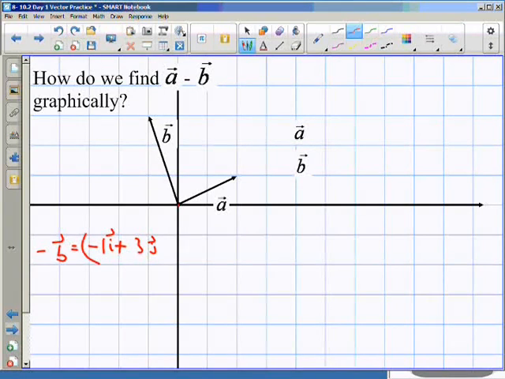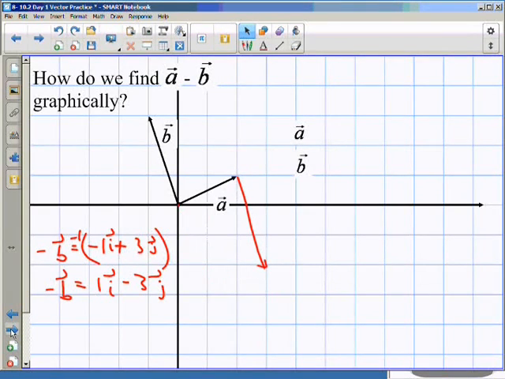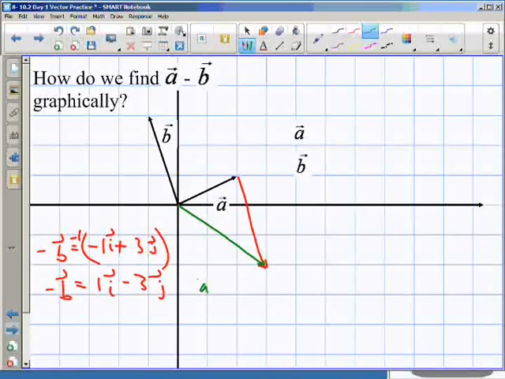So negative b distributes to negative 1, and we get 1i minus 3j. We take that value and see that it's essentially what we would have drawn: 1 to the right, 3 down. And if we took that vector tip to tail with the a, we'd end up with a vector equal to 3i minus 2j.